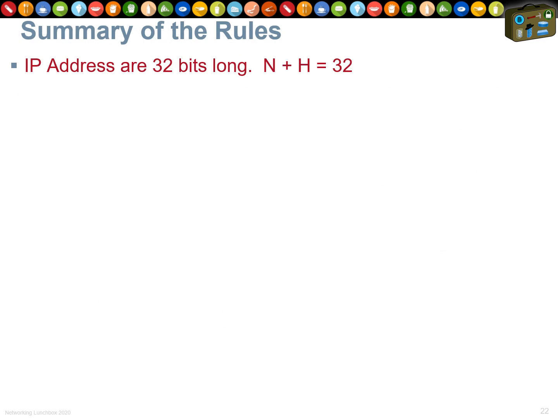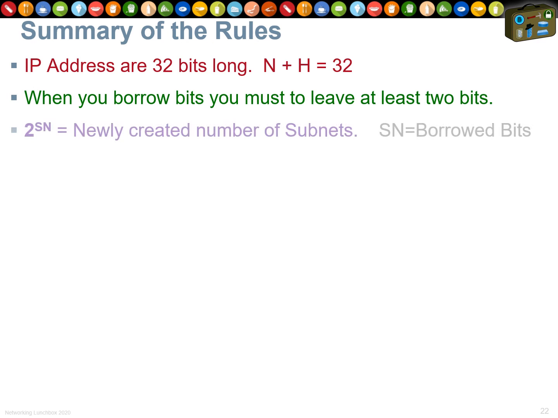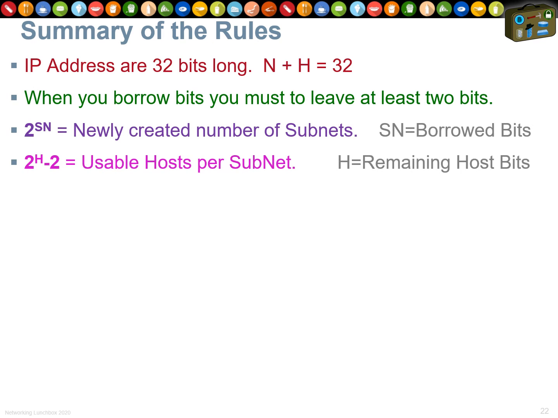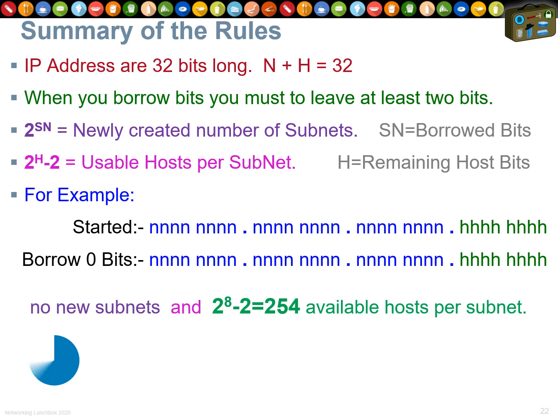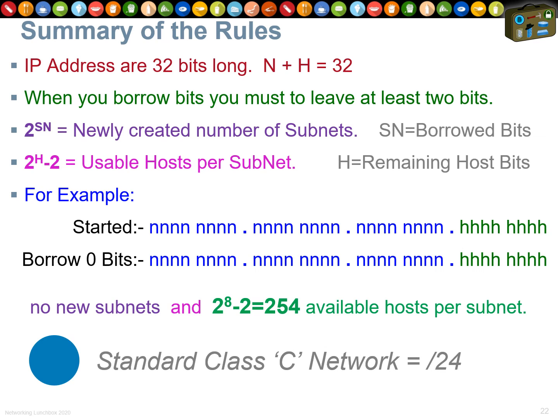IP address, 32 bits long. When you borrow, you must leave at least 2 bits behind. The bits you've borrowed create your subnets. The bits left over in the host portion are your hosts per network. So, same example as before. We haven't borrowed anything, so we've got just the network with 254 available hosts. That's a classic Class C address.